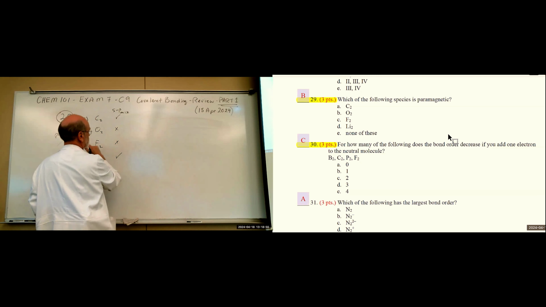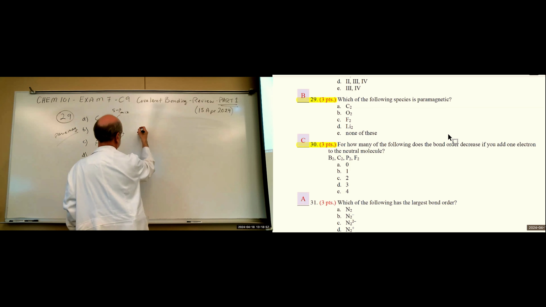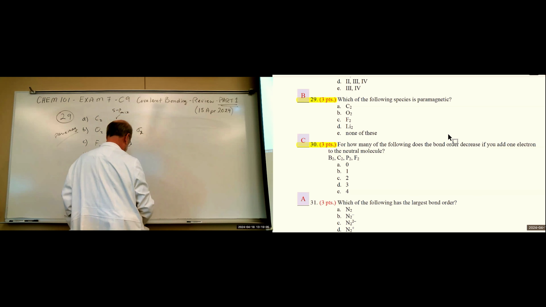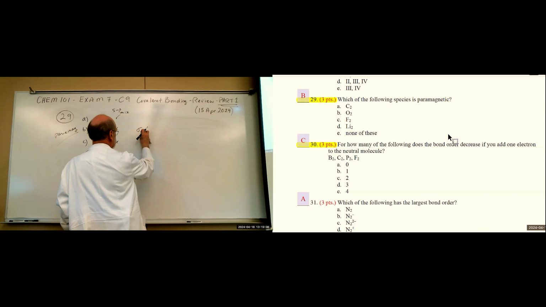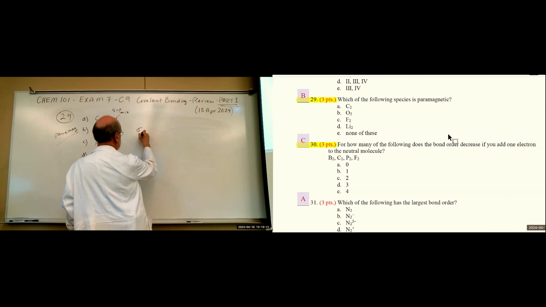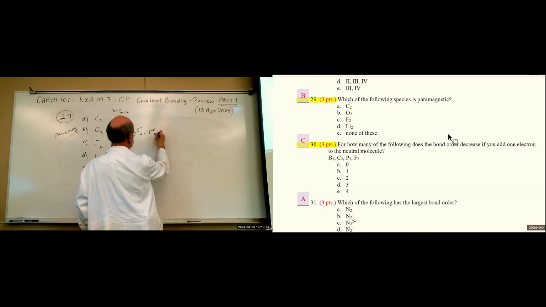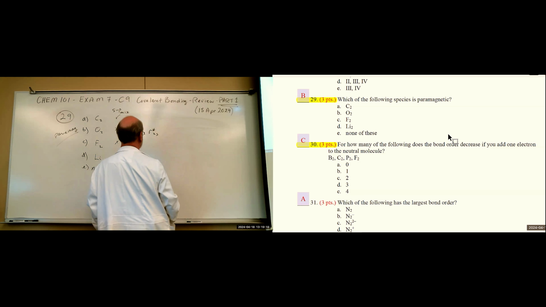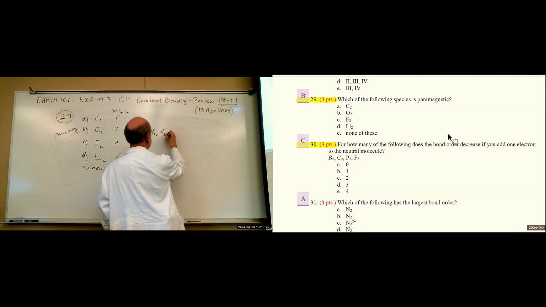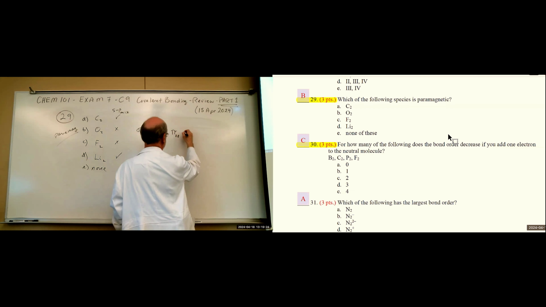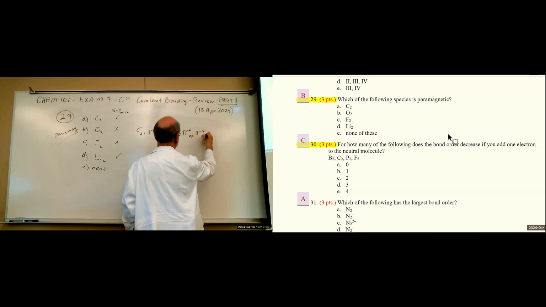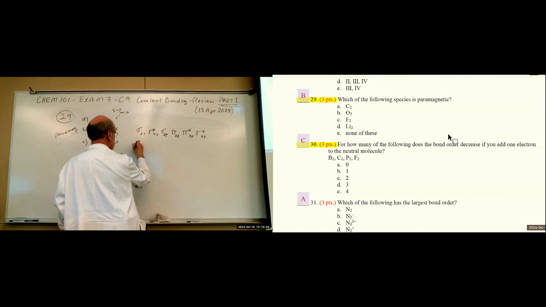All right, let's do the non-mixing first. Let's lay out their molecular orbital series. All right, we're just going to use the valence orbitals. Sigma 2s, sigma star 2s. Then we have sigma 2p, pi 2p, pi star 2p, and sigma star 2p. So this one will have the same situation.